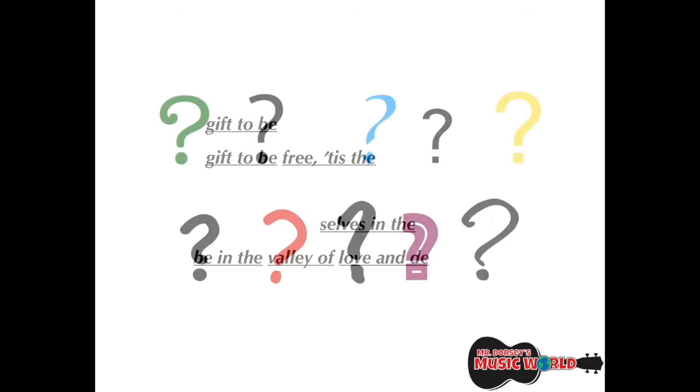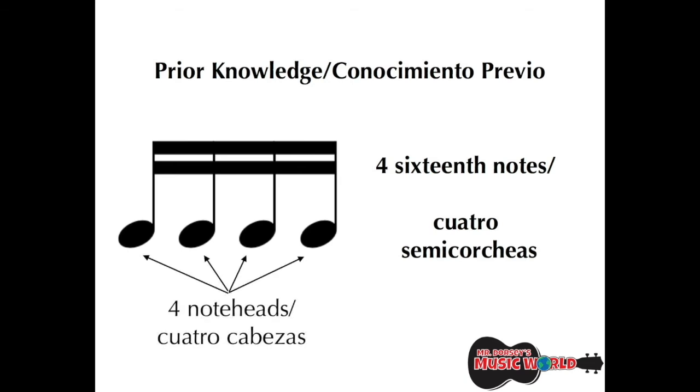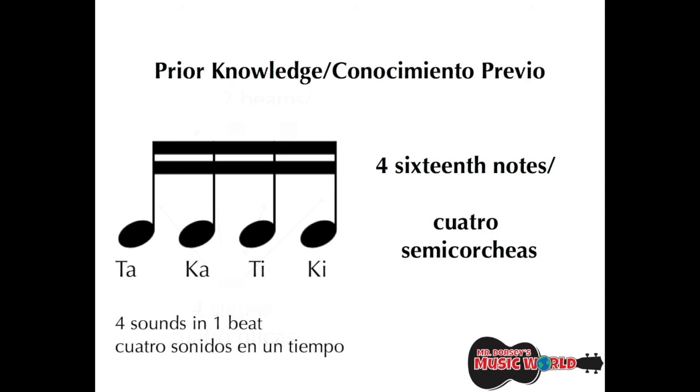Our new rhythm is in the first half of Simple Gifts seven times. So, what does it look like, and what rhythm syllables are we going to use? Well, to figure that out, let's go back to some prior knowledge and look at our four sixteenth note patterns. Remember, because it has four note heads, there are four sounds. And because the stems are connected at the top by two beams, that means it's going to fit inside one beat. And the rhythm syllables we use are takatiki.